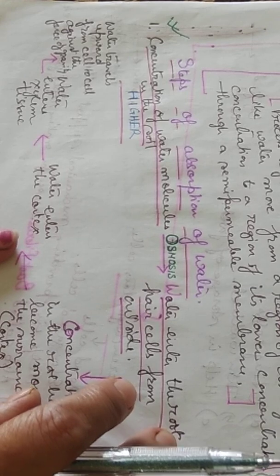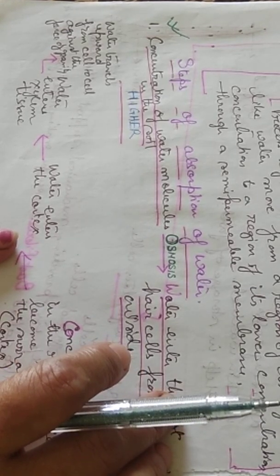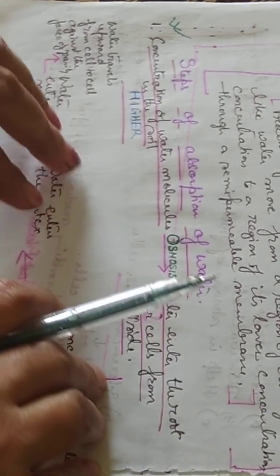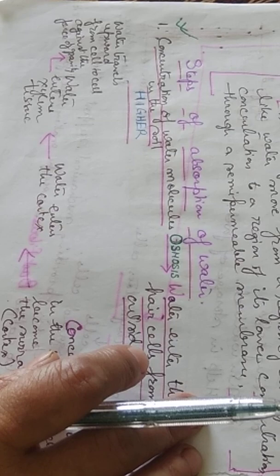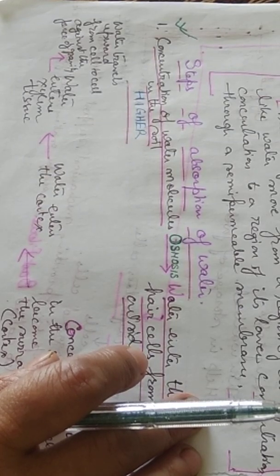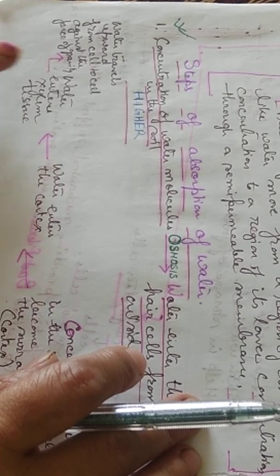Today, I am going to discuss the transportation of food and minerals in plants. That chapter is according to the Class 8 ICSE syllabus. So, this is the third video I am starting with.